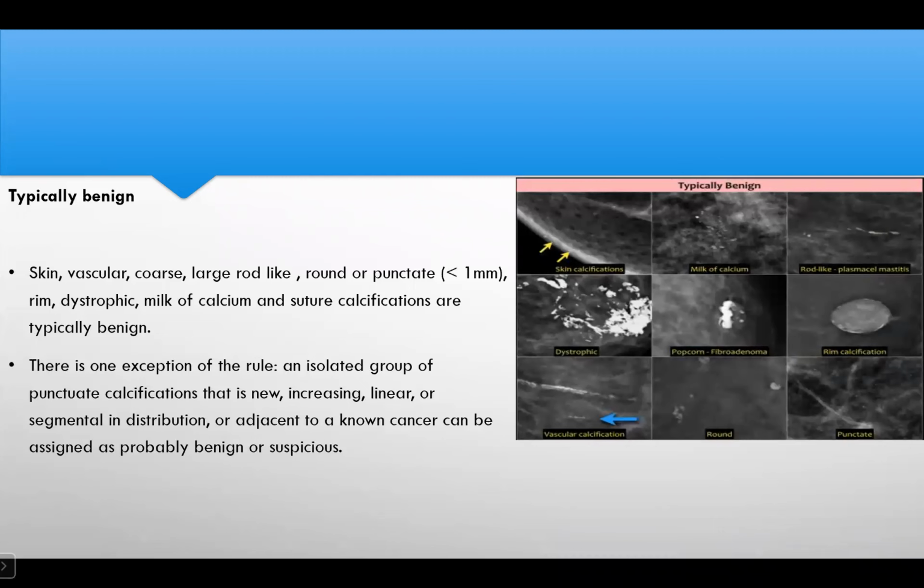The calcifications which are typically benign are skin, vascular, coarse or large rod-like, round or punctate less than 1 mm, rim, dystrophic, milk of calcium, and suture calcifications. There is one exception to the rule. An isolated group of punctate calcifications that is new, increasing, linear or segmental in distribution, or adjacent to a known cancer can be assigned as probably benign or suspicious.